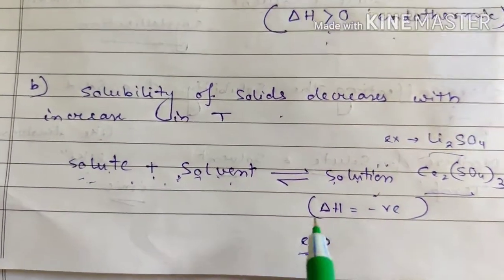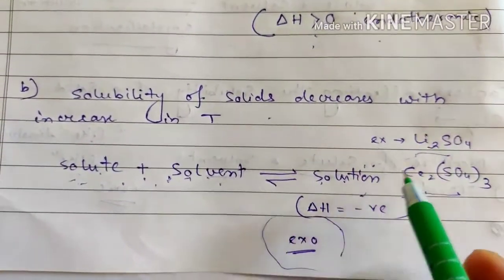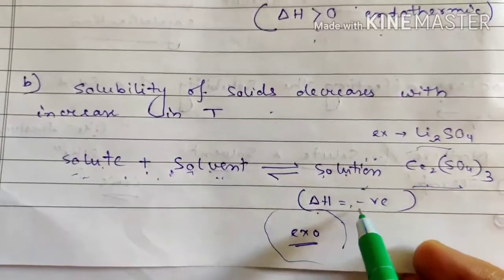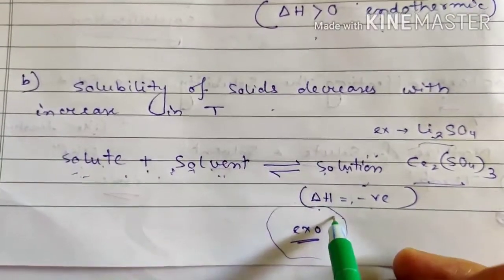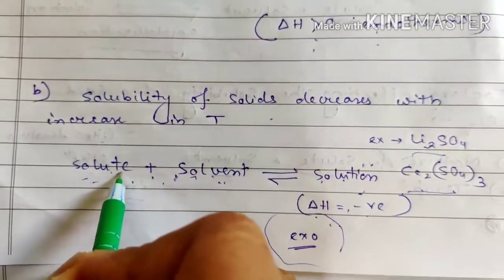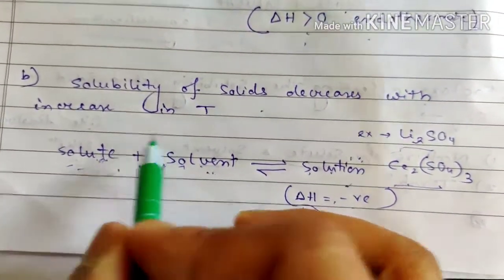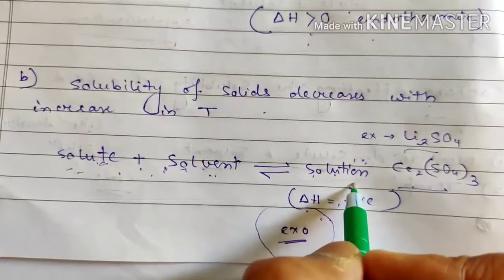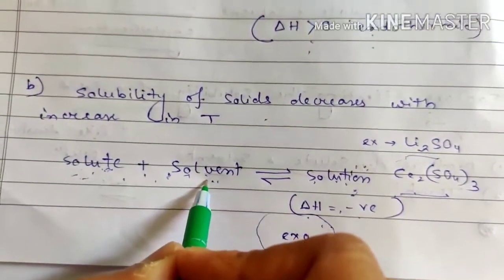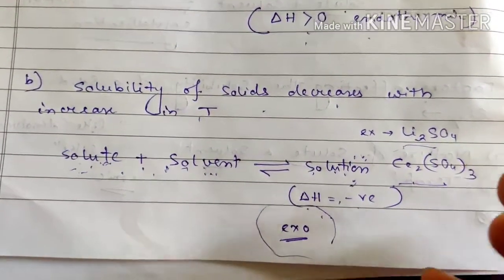For repetition, if it is an exothermic process, like in these cases lithium sulfate and cerium sulfate, since the heat is generated on the right hand side, delta H you can see is negative, so it is an exothermic one. So on the right hand side, if the heat is evolved, then if you increase the heat on the left hand side, the reaction is not going to proceed towards the right hand side. That means solute particles will not go into the solution. Rather, from the solution itself, solute and solvent will be separated out, giving rise to the decrease in the solubility. So in this sort of cases, the solubility decreases.